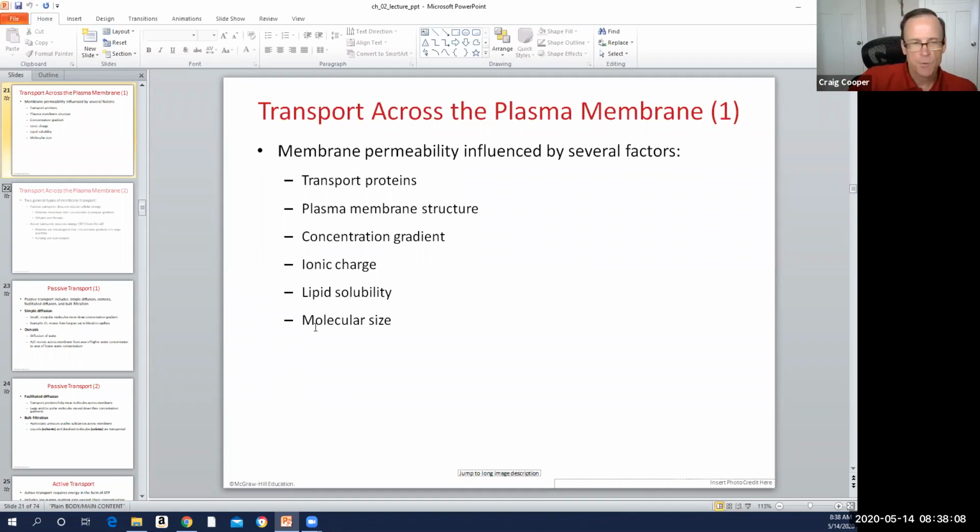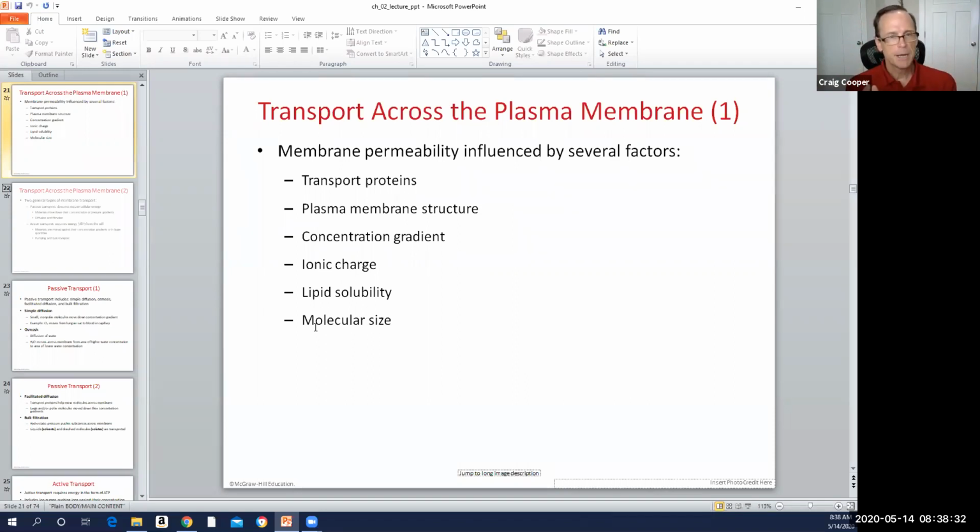If we have things that are really, really small, it's a lot easier for them to sneak in. And so when we look at that phospholipid bilayer, something like oxygen and carbon dioxide, those are small enough molecules that they can just flow right on through. They don't need a dedicated transport passageway. They're just able to slip through the cracks, more or less.